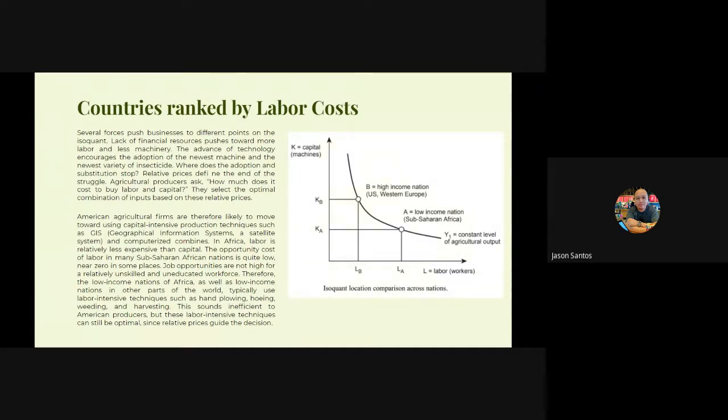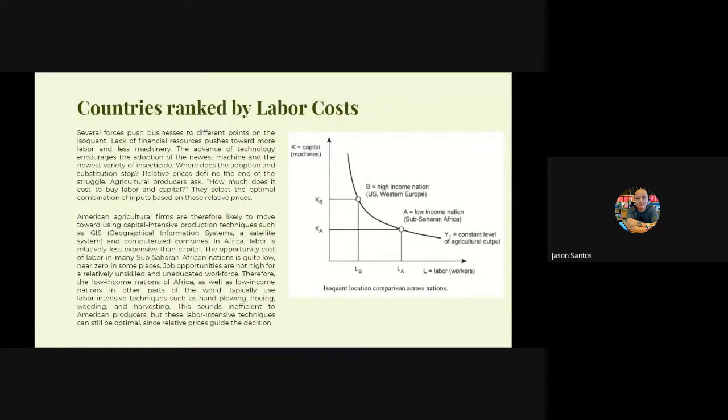Okay? The opportunity cost of labor in many sub-Saharan African nations is quite low, near zero in some places. So, napag-aralan din natin yung opportunity cost in the past, di ba? So, kapag mababa ang opportunity cost, ibig sabihin, wala silang option. Right? Di ba, remember, tinanong ko kayo, if you are given an option, would you be in the agriculture or mag-ano kayo, kung ano yung gusto ninyong course? And wala namang pumili ng agri, di ba? So, sa kanila, mababa ang opportunity cost. Which means na wala silang option.